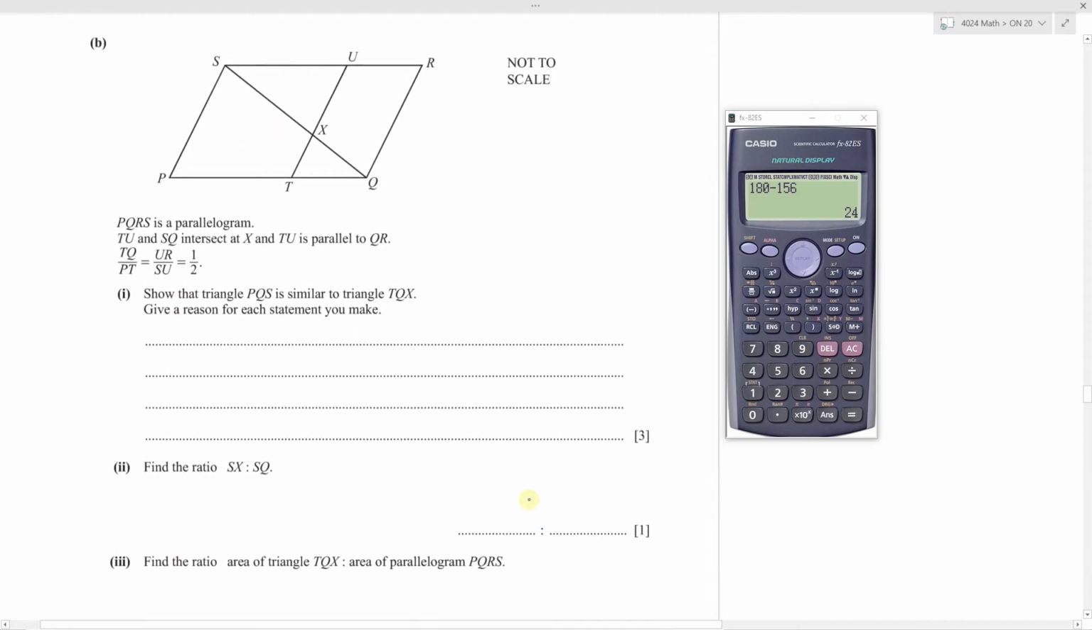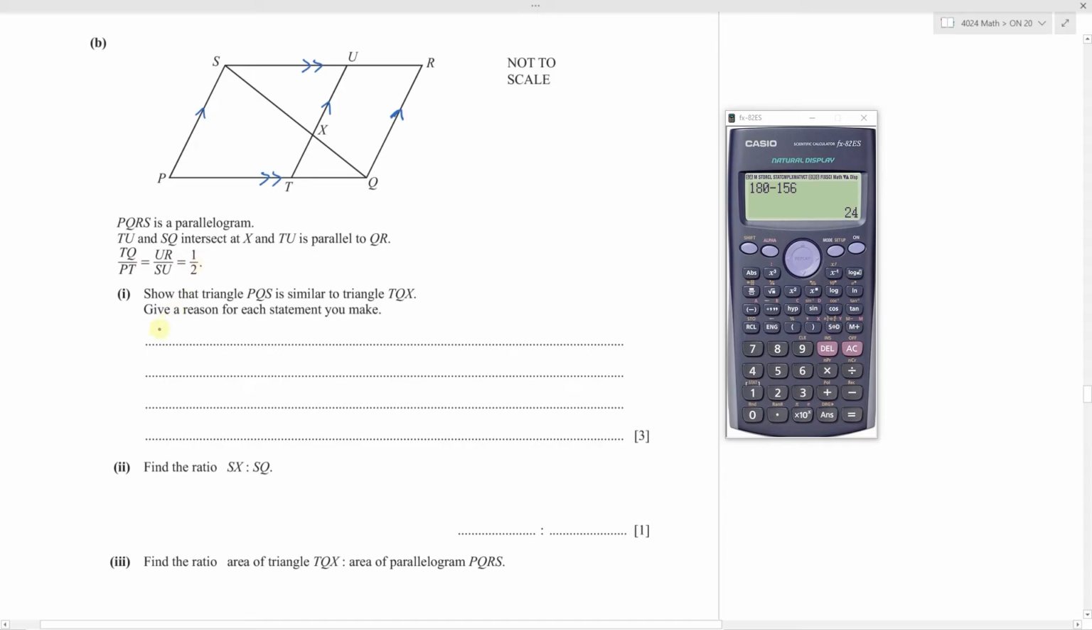Part B: PQRS is a parallelogram. So that means this side is parallel to this side, and this side is parallel to this side. TU and SQ intersect at X, and TU is parallel to QR. So that means it is automatically parallel to PS as well, because this is a parallelogram and QR is already parallel to PS. So TU is also parallel. So all these three lines are parallel.